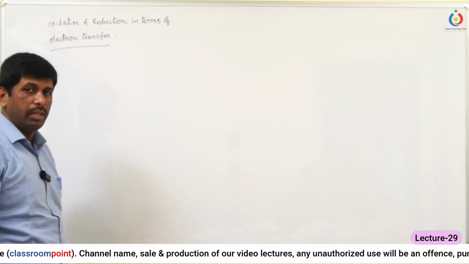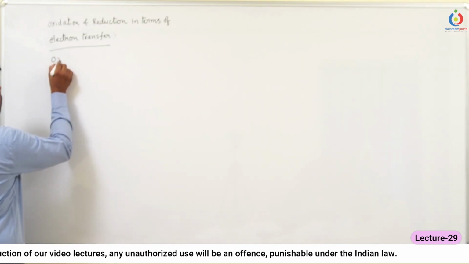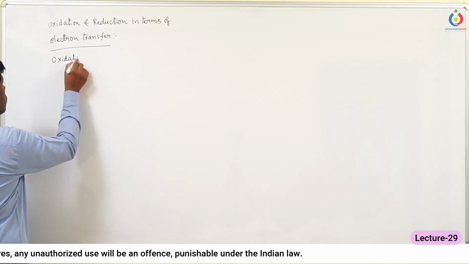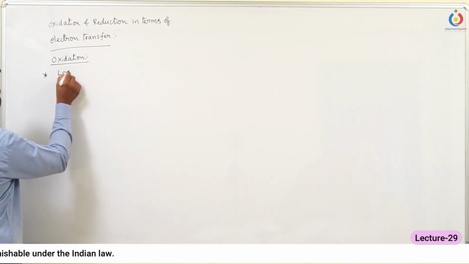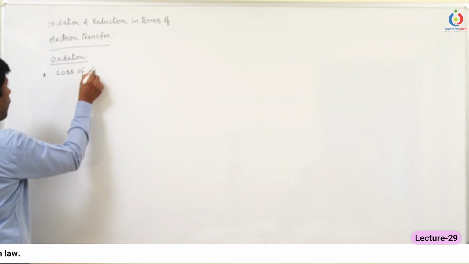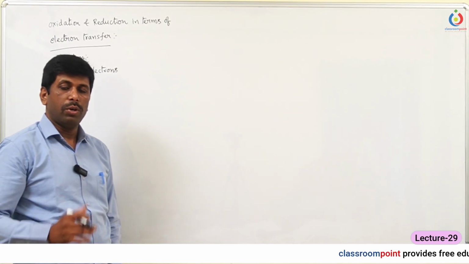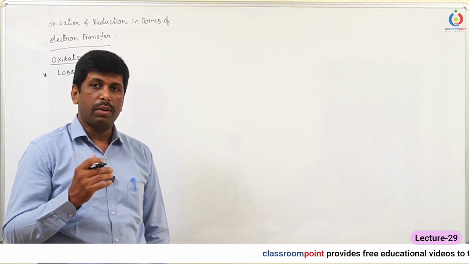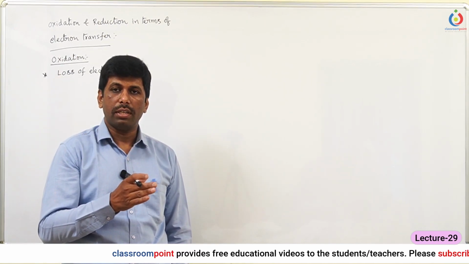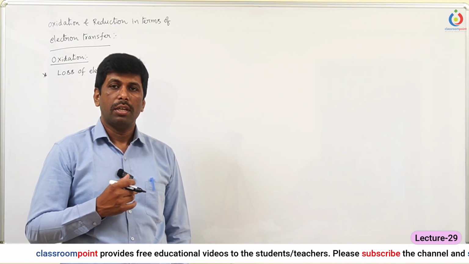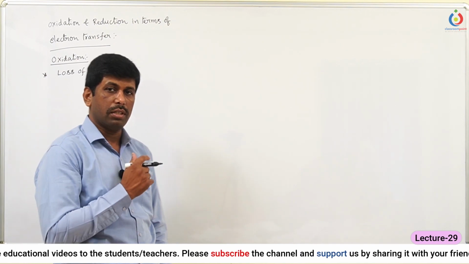So let us see how to define oxidation and reduction using electron transfer. First of all, oxidation: loss of electrons is known as oxidation. We know that electrons carry the negative charge. So whenever any atom or species is losing electrons, the negative charge automatically decreases and at the same time the positive charge increases. So decrease in negative charge or increase in positive charge is also called oxidation.